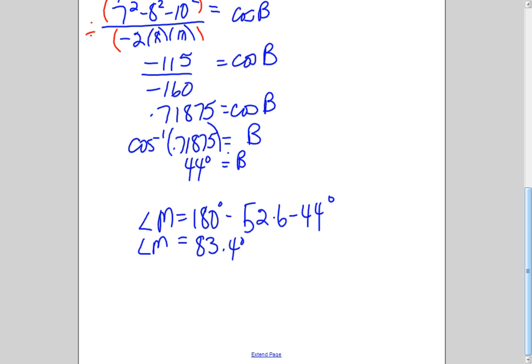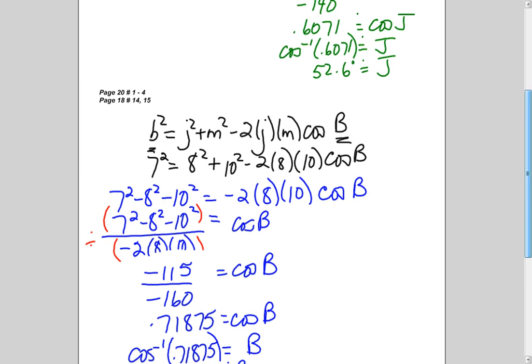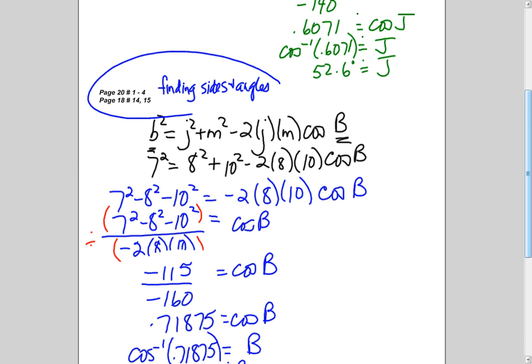There we are. Okay. In both of our solutions here, we have found angles using the cosine law, which is by far the harder thing to do. Make sure when you practice, you have tried a couple finding sides and angles using the cosine law. Page 20, 1 to 4 and 13, 14 and 15.